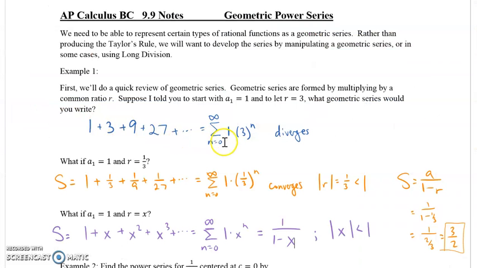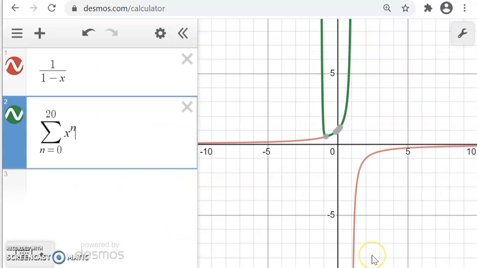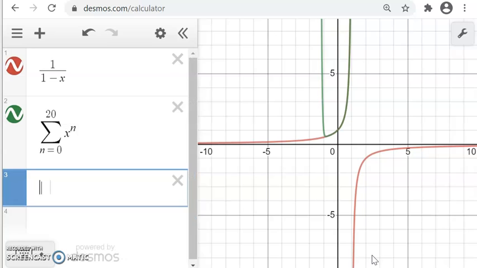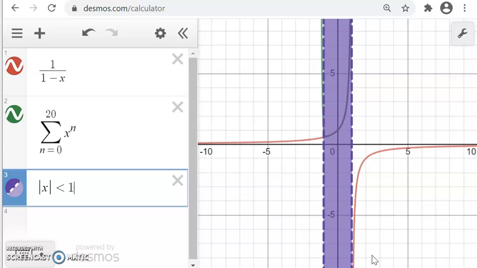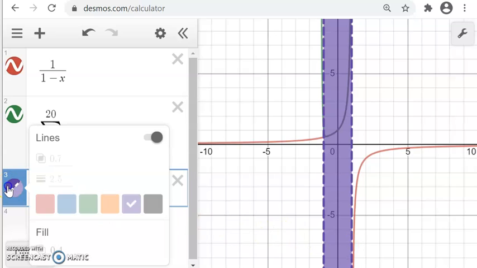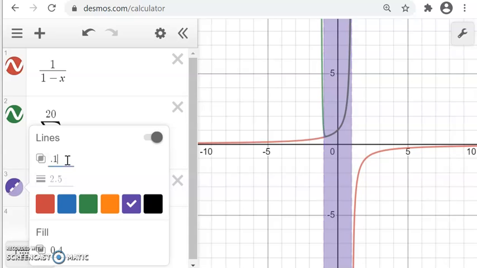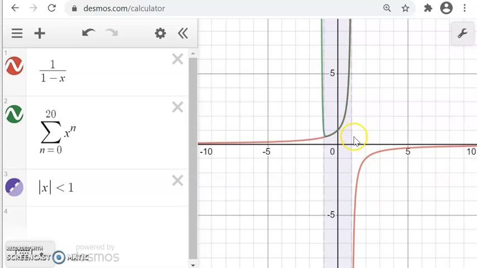Let's remember that the green follows the red in this interval of convergence. Not only do we know that this power series converges to this rational function, we know that this power series converges to this rational function for this interval of convergence. So we can go ahead and take a look at that if we don't believe ourselves and graph the absolute value of x is less than 1. And we can see that in that shaded region, let me make that opacity less so it's not quite so distracting. In that shaded region, the green and the red match.